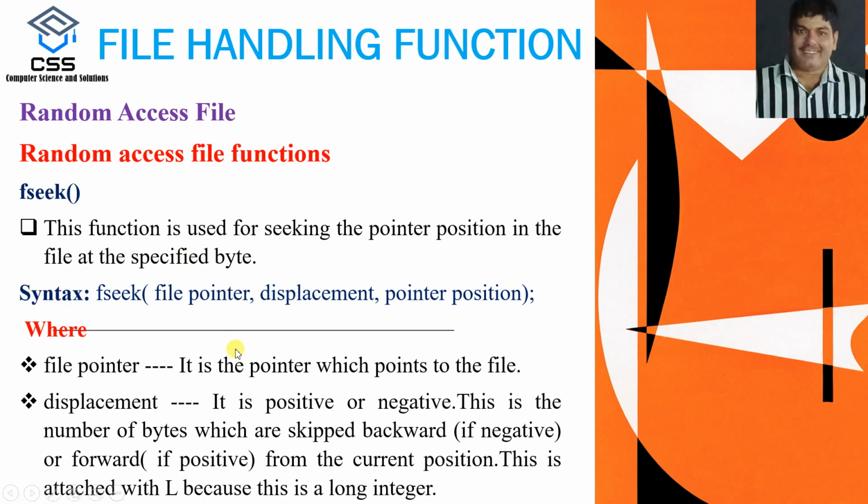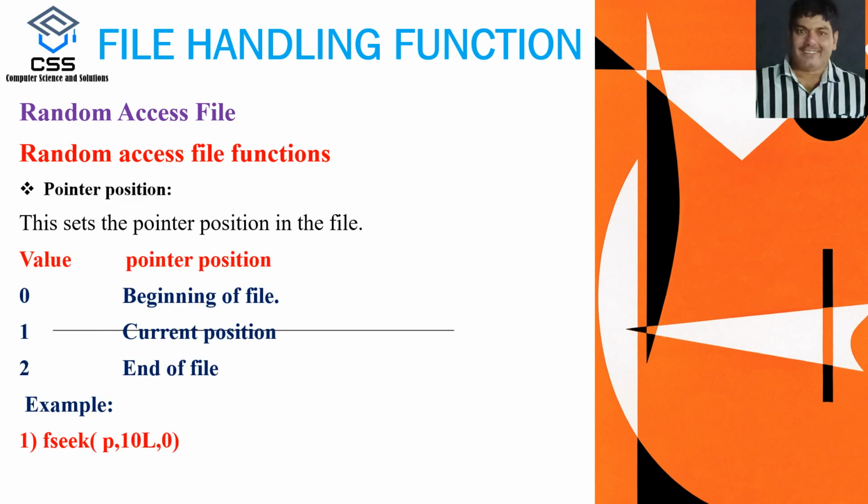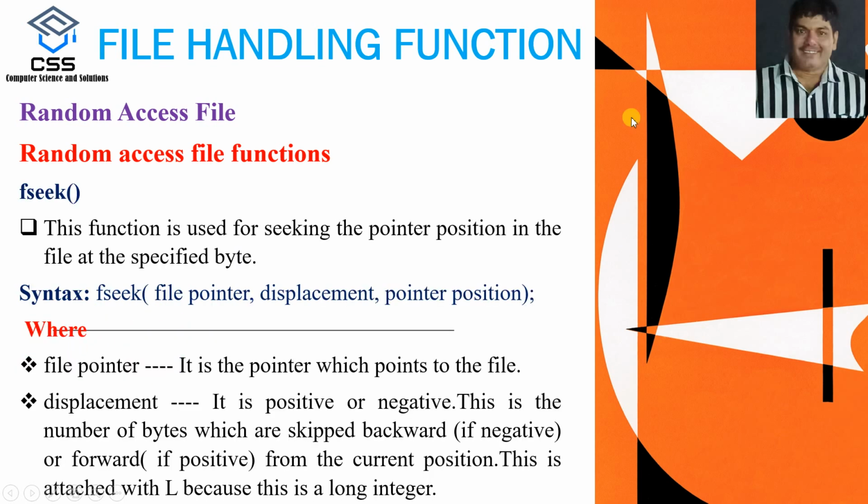What is the work of the fseek function? The work of the fseek function is to move to a position in the file and access the data, and the position may be the start, end, or any location, where 0 means the beginning of the file, 1 means the current position, 2 means the end of the file. And hence fseek function's syntax is file pointer, displacement, position. File pointer means from which file you want to read the data. Displacement means how many bytes you want to move from the current position, either in forward direction or backward direction.